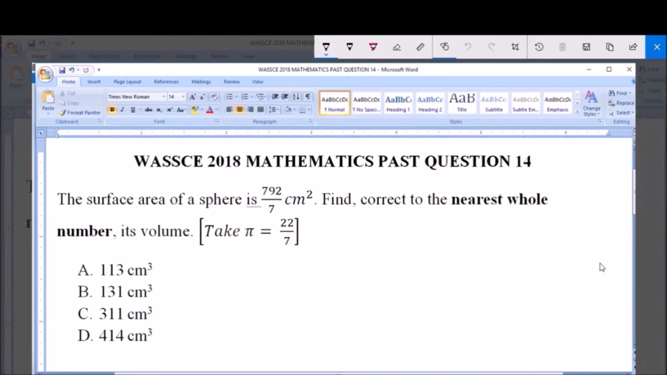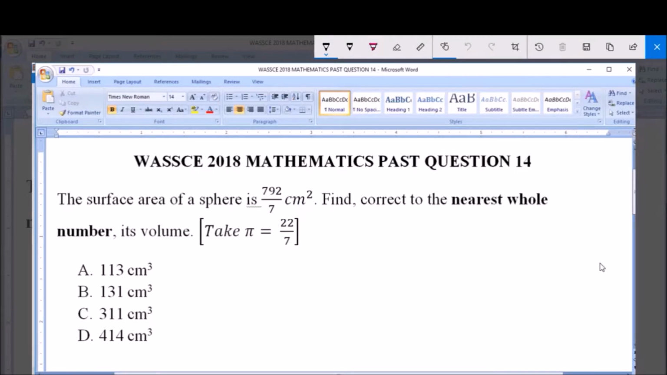I will be answering WASSCE 2018 Mathematics Past Question 14. The surface area of a sphere is 792 over 7 centimeters square. Find, correct to the nearest whole number, its volume. Take pi to be equal to 22 over 7. Now A is 113 centimeter cube, B 131 centimeter cube, C 311 centimeter cube, and D 414 centimeter cube.